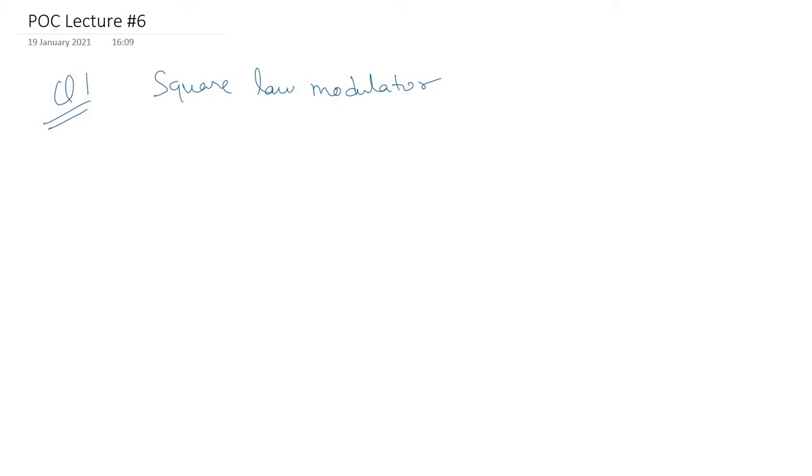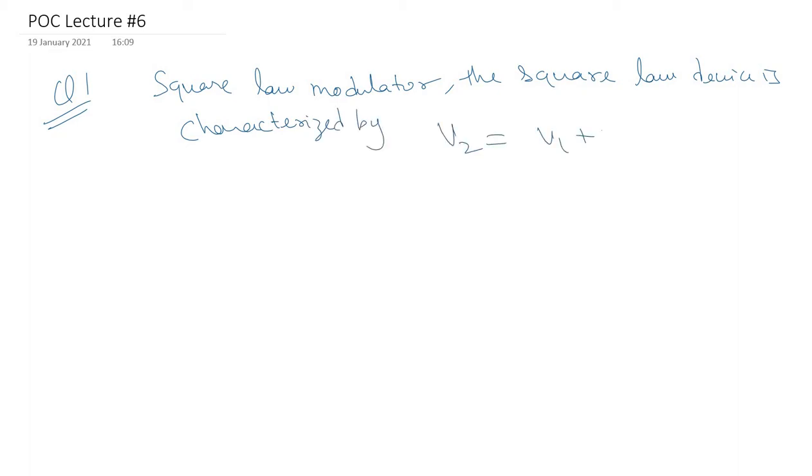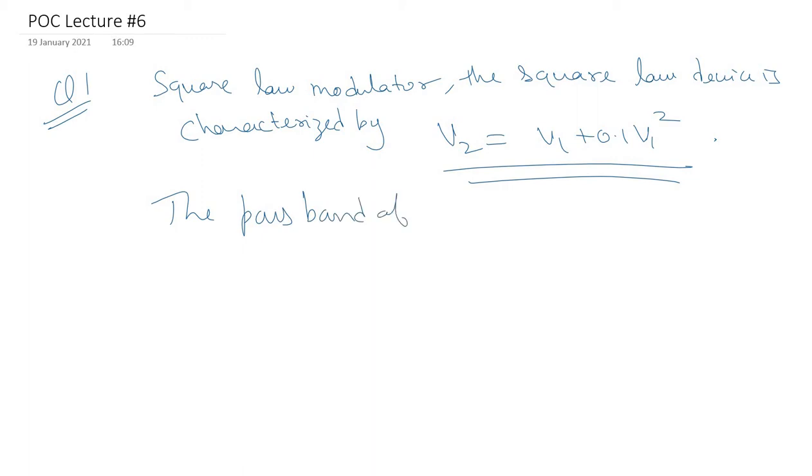The square law device is characterized by V2 is equal to V1 plus 0.1 V1 square. So this is the characteristic of the square law device that is being used in the square law modulator. And we are also given that the passband of the band pass filter is 800 to 1200 Hertz. This is the given passband.